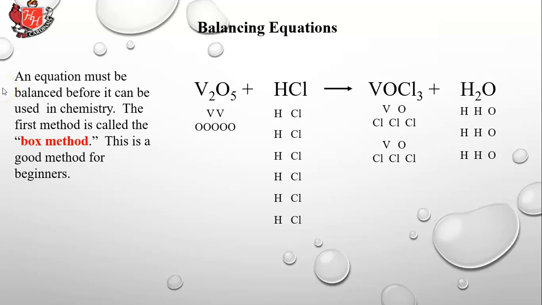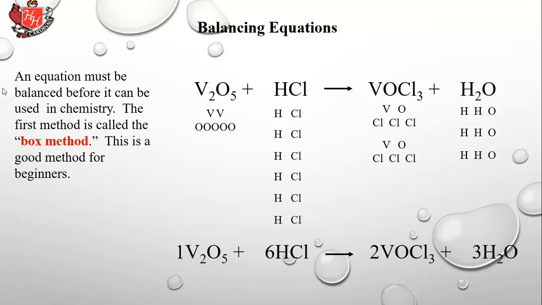Okay, so now what we simply do is you go ahead and write coefficients in front of each of the compounds, based on how many boxes you have. So you have 1 V2O5, you have 6 HCl, you have 2 VOCl3, and you have 3 H2O. So those are the coefficients. Again, you cannot change the subscripts. That V2O5 cannot change. What you can change are the coefficients in front.